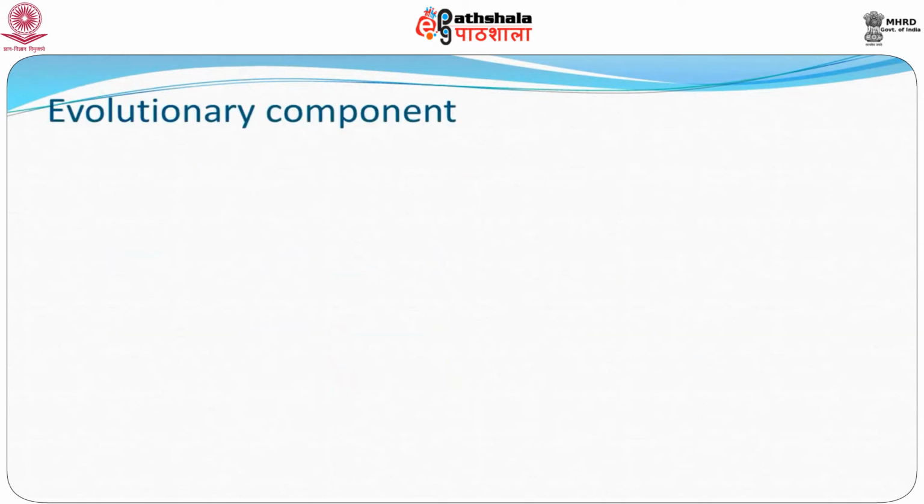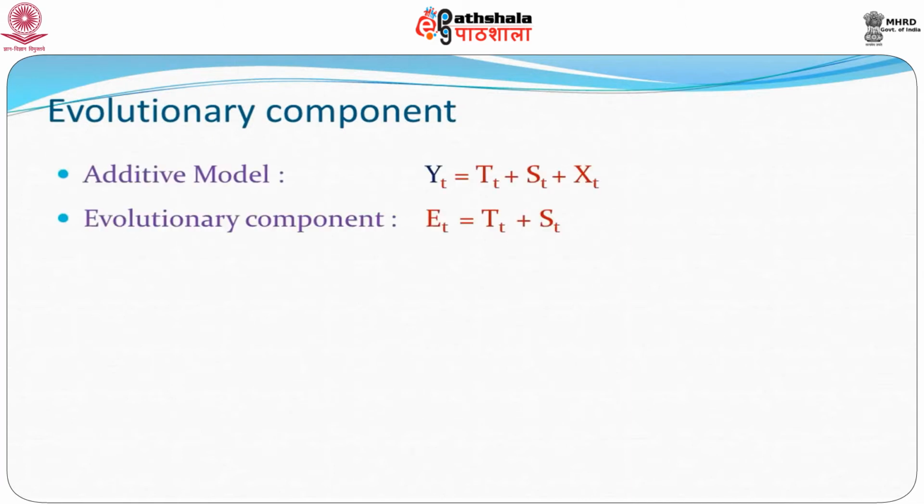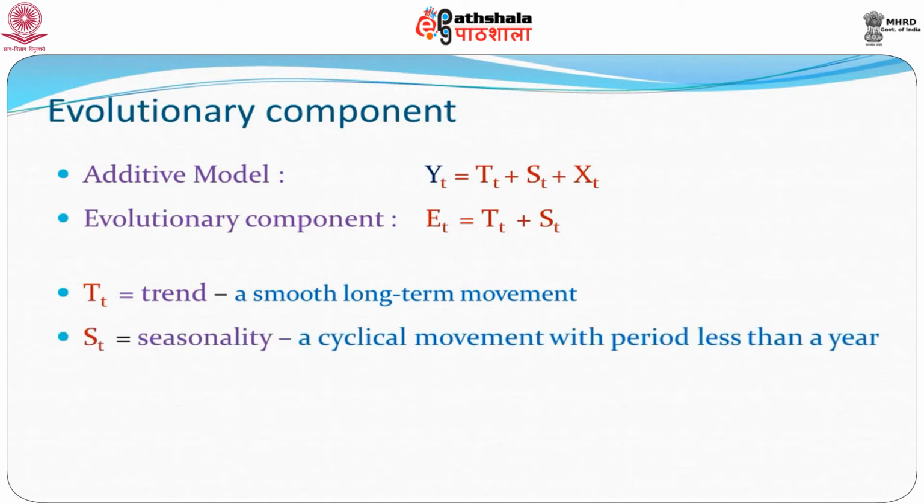Let us look at the evolutionary component in an additive model. So, we have y t is T t plus S t plus x t, and the evolutionary component is the trend and the seasonality component. What is trend? Trend is a smooth long-term movement of the time series, as opposed to seasonality, which is a cyclical movement with period less than a year.